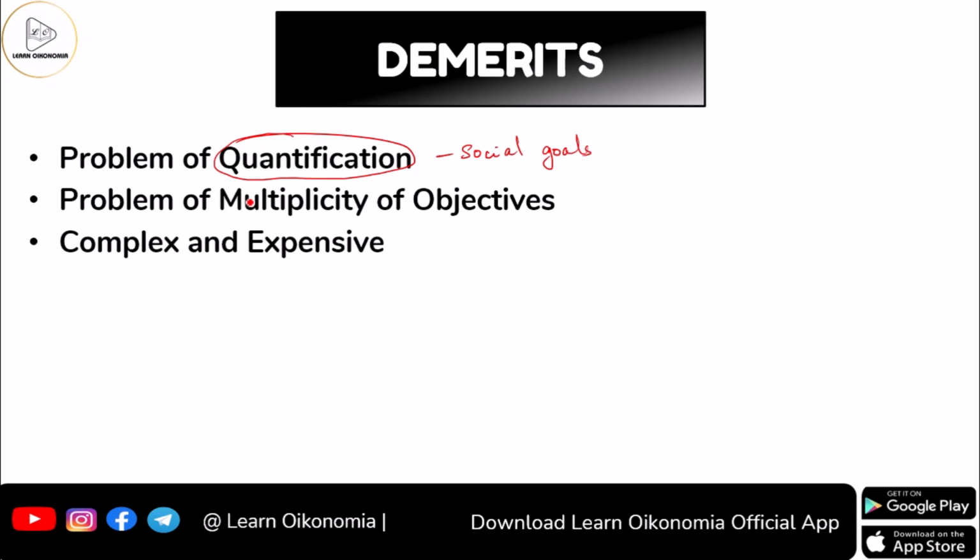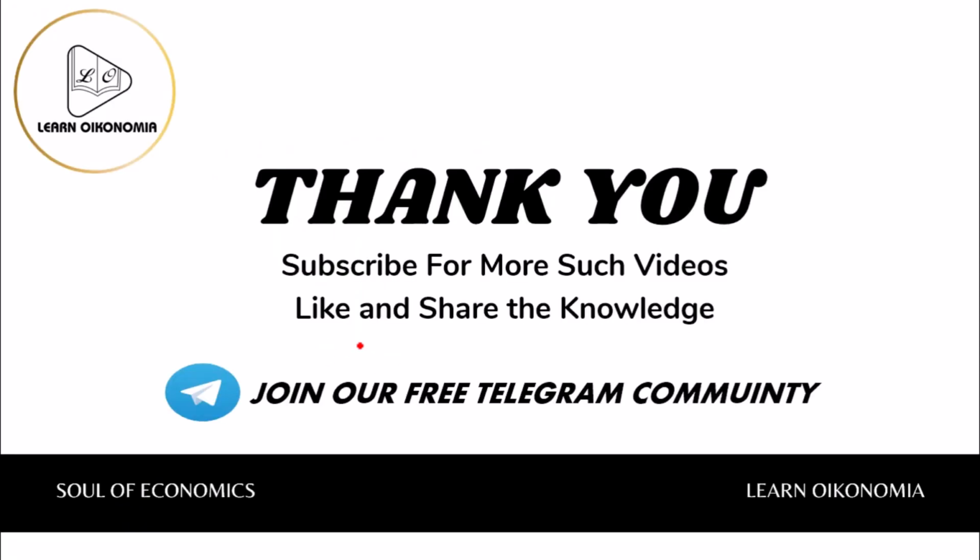Also, there exists multiplicity of objectives. Just take the case of a program or policy or scheme of the government. Even though it has a main objective, usually it will have multiple objectives. Again, performance budgeting is something which is very complex and expensive. Expensive in terms of effort, expensive in terms of time, expensive in terms of money also. That's all about performance budgeting.